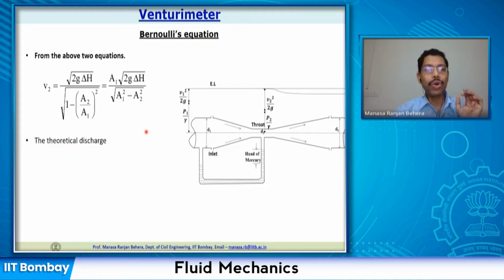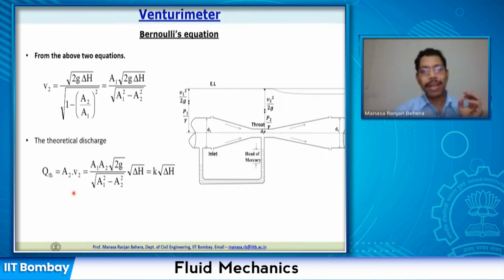So finally, the discharge can be calculated. How do you calculate the discharge? It is nothing but A2 V2, because we are calculating V2 here, we will multiply by the area at 2. So by taking that A2 V2, we can find out the discharge. It is the theoretical discharge. Why theoretical? Because we have neglected the losses. We have not considered the losses in this. We have assumed that the losses are small and we have neglected them. So theoretically, this is the value we could get.